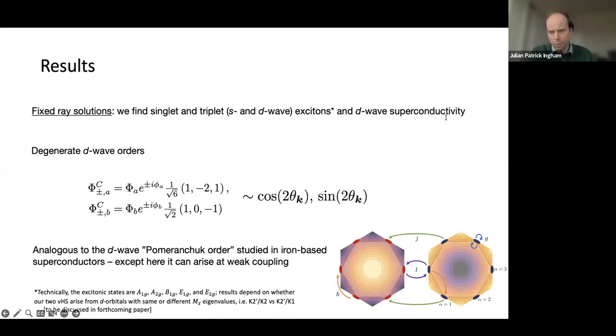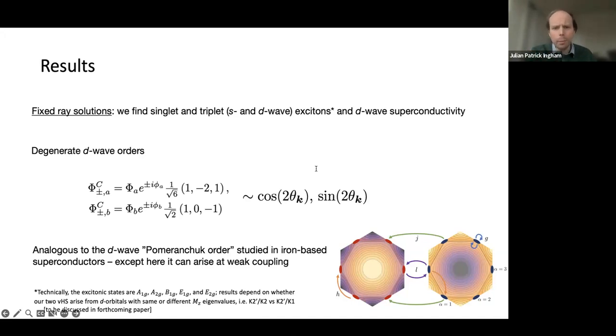And skipping over some details, we looked at this model for both kagome and honeycomb systems, and also experimented with adding asymmetry between the electron and hole Fermi surfaces. But the upshot is that in all cases, we found a set of fixed rays that included singlet and triplet S and D wave excitonic order, as well as D wave superconducting states similar to those found in the Chubukov paper.